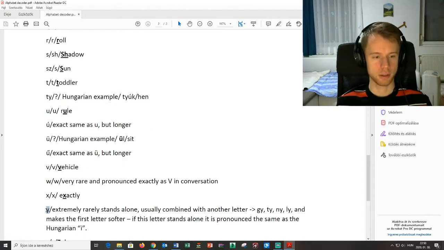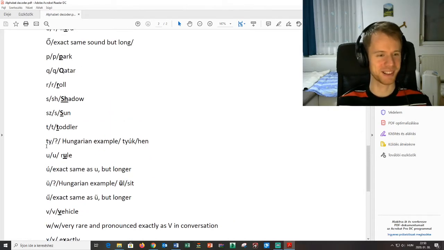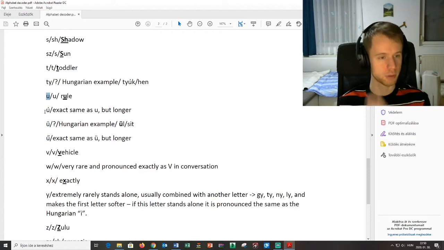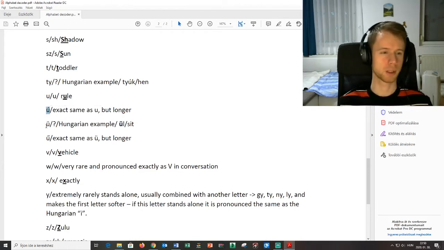I'll let you know how it works by itself. But it's pretty simple. U, like in rule, same, straightforward. Ú, exact same thing. It's just longer. Ü, German speakers, this is familiar.